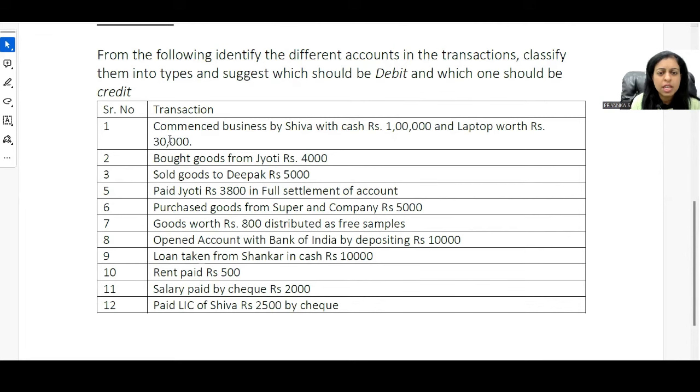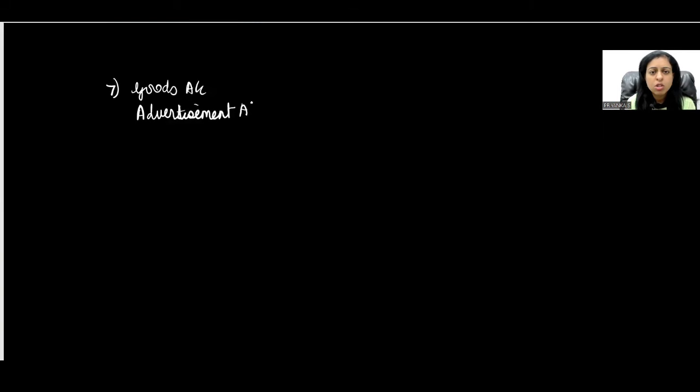7th point, goods worth 800 distributed as free samples. Now what is happening here? Imagine the situation. What are you doing? You're a company and you're giving away goods as free samples. When do you give free samples? You give away free samples when you want to advertise or market your goods, correct? What is going out from the business is goods, correct? And why are you giving the goods? It is for the purpose of advertisement, correct? So these are the two parts.